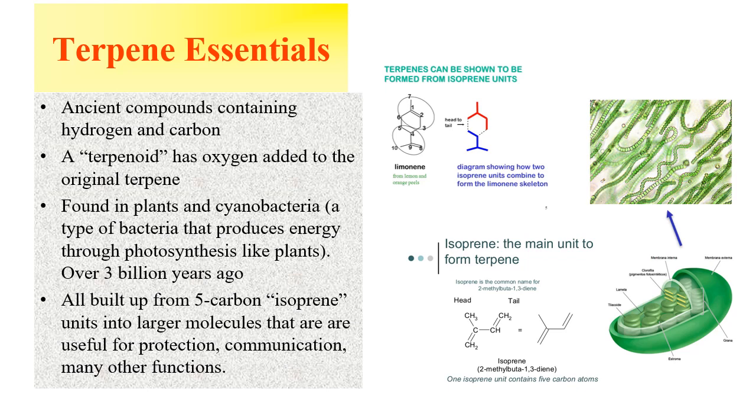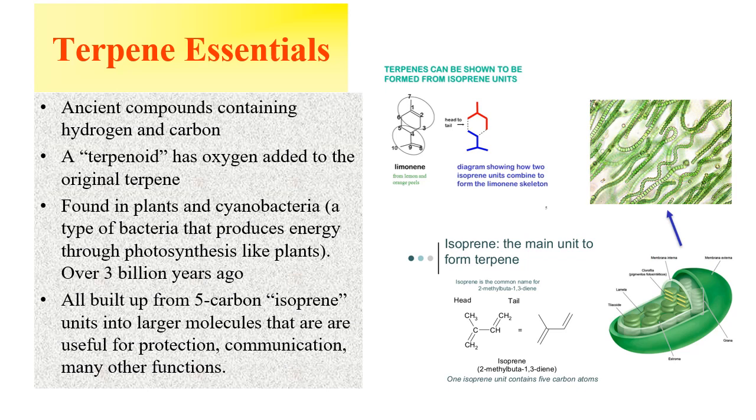First of all, terpenes are very ancient. It's a very ancient group of important compounds from plants and some bacteria, maybe some other organisms. And secondly, they're all built up from isoprene units. And these are small 5-carbon hydrocarbons.